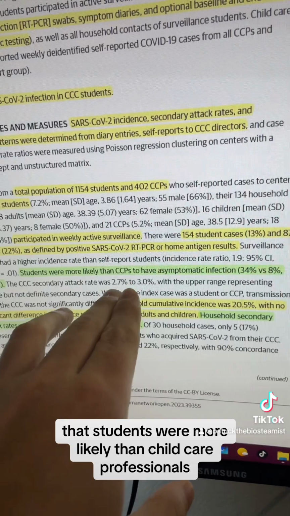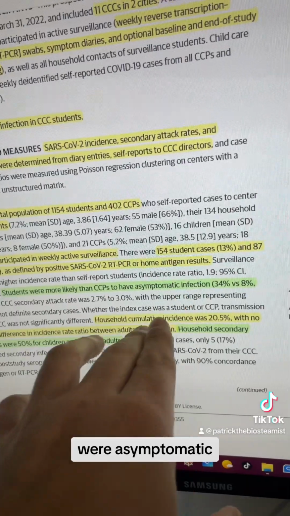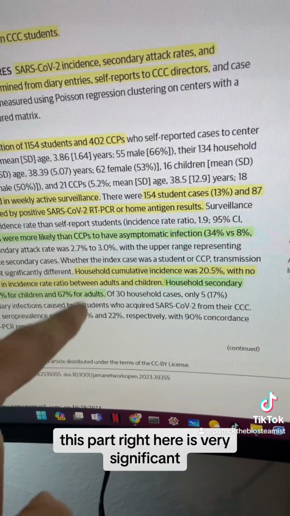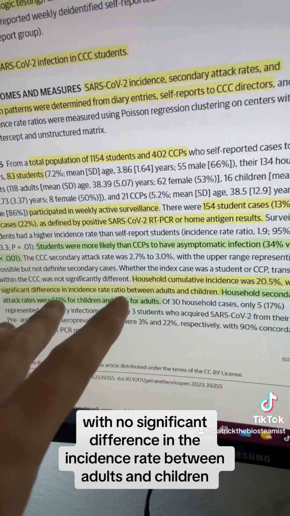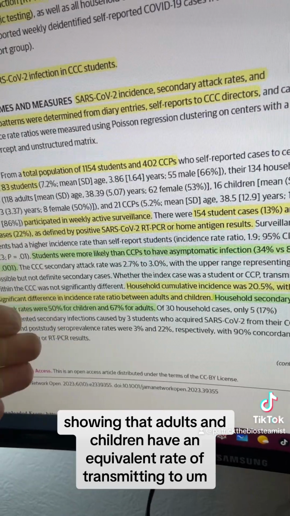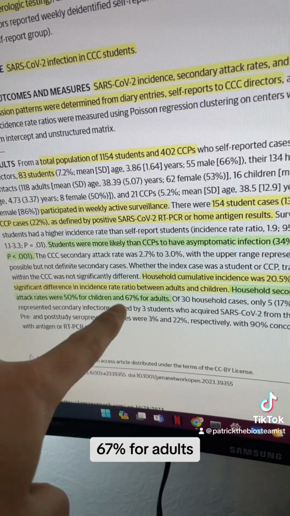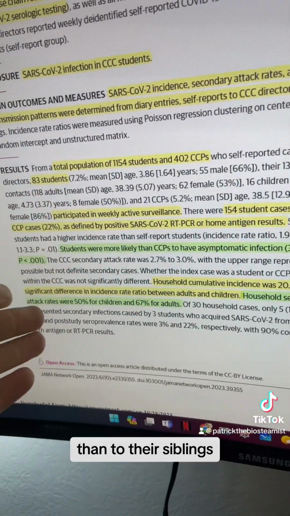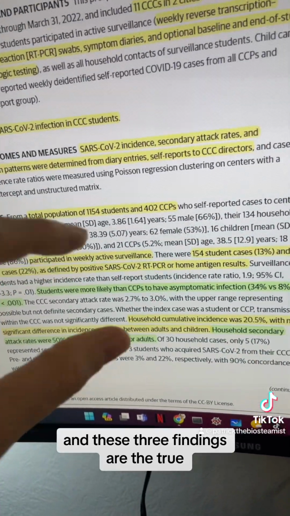Now, something that's pretty interesting and is a good takeaway from the study is that students were more likely than child care professionals to have asymptomatic infection. 34% of the children in the study that got sick were asymptomatic versus 8% of the child care professionals, the adults. And then this part right here is very significant, where the household cumulative incidence was about 21%, with no significant difference in the incidence rate between adults and children, showing that adults and children have an equivalent rate of transmitting to household contacts, where the household secondary attack rate was 50% for children and 67% for adults, meaning that these kids are more likely to transmit virus to their parents than to their siblings, even though it's still pretty high, 50% versus 67%. And these 3 findings are the true major findings of the study.